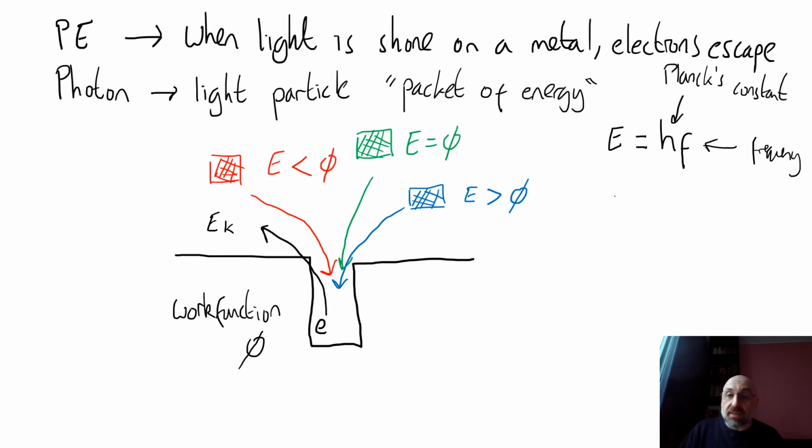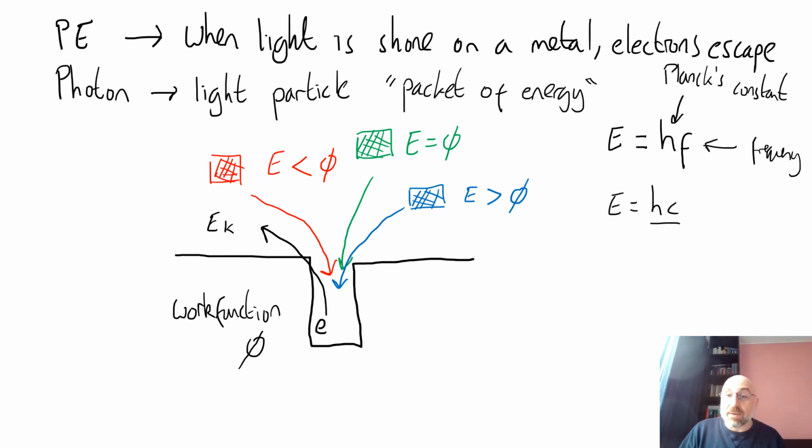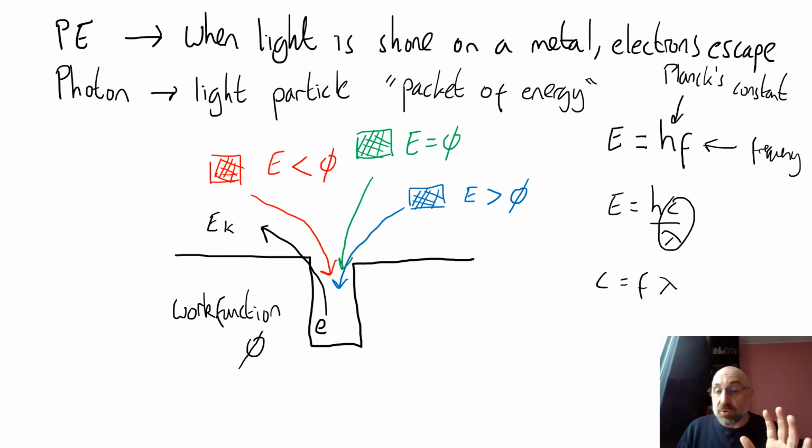Now, another way to write this is energy of a photon equals hc over lambda. Well, we know from the wave equation, don't we, that the speed of a wave equals frequency times wavelength. So instead of writing frequency, some people just write c over lambda here. Whichever way you want to do it, okay? I prefer using hf. It just seems to fit better somehow.